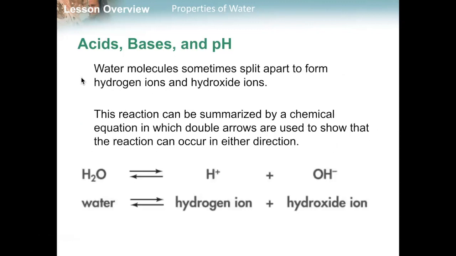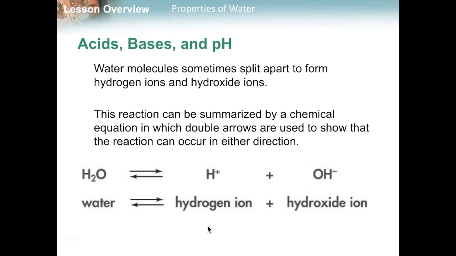Water molecules sometimes split apart to form hydrogen ions and hydroxide ions. The reaction can be summarized by a chemical equation in which double arrows are used to show that the reaction can occur in either direction. Water can become a hydrogen ion and also a hydroxide ion, or the hydroxide ion can combine with a hydrogen ion and become water.